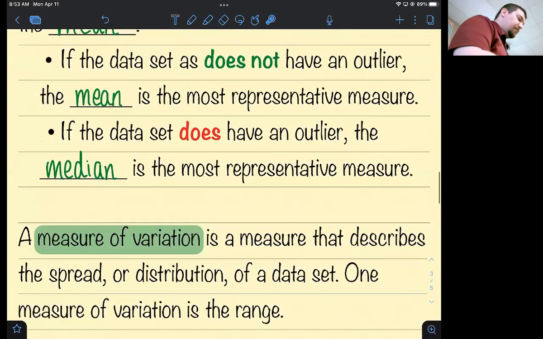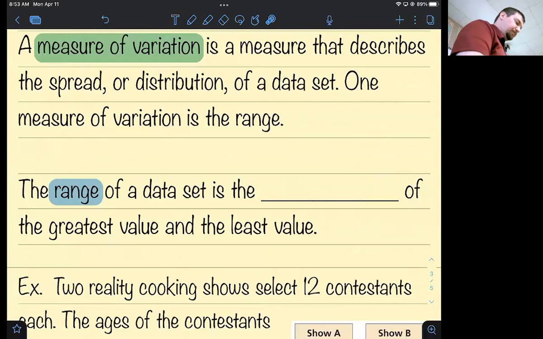All right, here's our next part of the notes. A measure of variation. A measure of variation is a measure that describes the spread or distribution of the data. It doesn't tell you the numbers that are in the middle. It tells you how widely spread out they are.